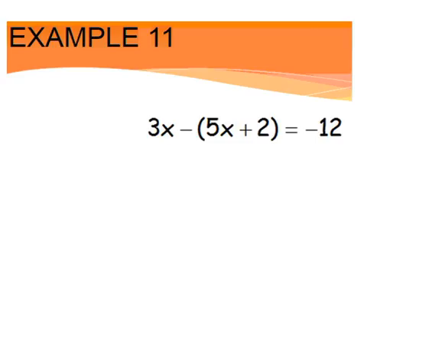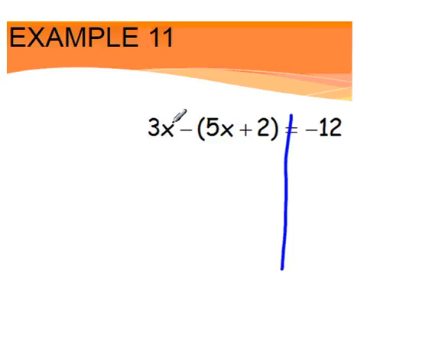In this example, we are asked to solve for the variable. So I'm going to start by looking at this left side of the equation. And I can see that I have these parentheses here, which probably means some distribution, as well as an extra term here on the left that will probably mean I have some like terms to combine.